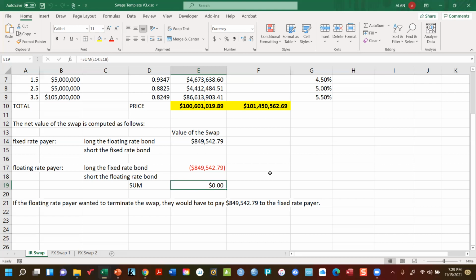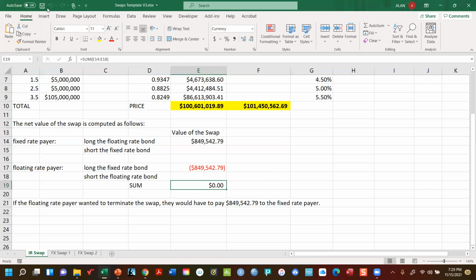So if you were to look at, let's say, a Bloomberg terminal at the swap, it would show that the fixed rate payer is long $849,542.79, and the floating rate payer is short. But they always have to add up to 0. Okay. So now, of course, there aren't any actual bonds involved, but we can price the swap as if there were. We just have to keep track of who owns the floating rate bond and who is short the fixed rate bond and vice versa.